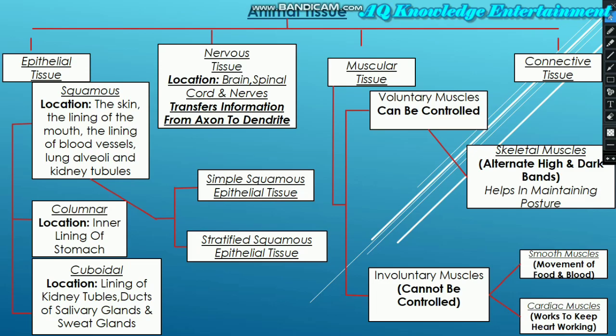Now, epithelial tissue cells are tightly packed and form a continuous sheet. They have only a small amount of cementing material between them, and they have almost no intercellular space. First of all, let me tell you there are 3 types of epithelial tissues: squamous epithelial, columnar epithelial, and cuboidal epithelial.